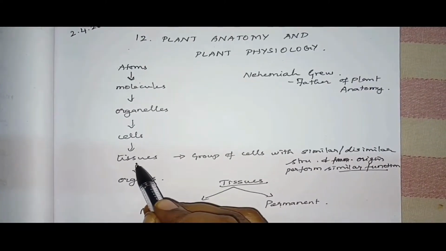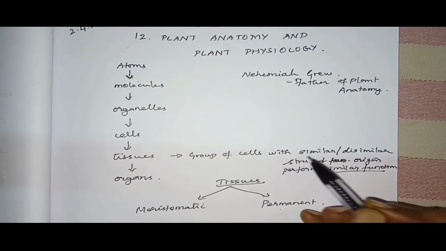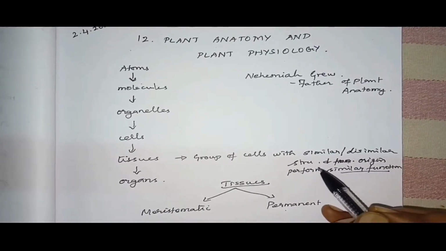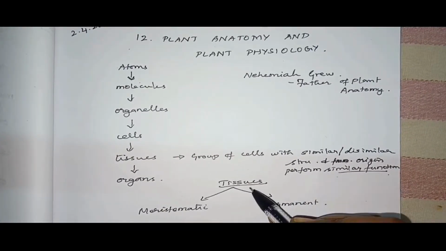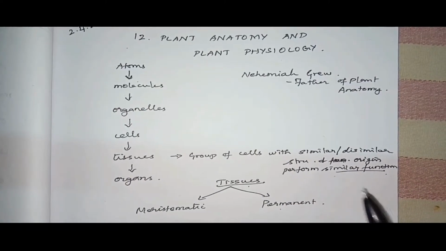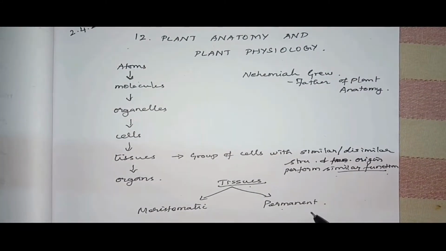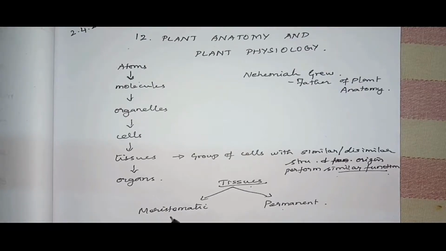Now, what are tissues? Tissues are a group of cells with similar or dissimilar structure and origin but perform similar function. Plant tissues are broadly classified into meristematic and permanent tissue. What are meristematic tissues? Meristematic tissues are made up of undifferentiated cells which are capable of dividing. They divide and produce many new cells, whereas permanent cells are already mature, differentiated into a particular type of cells.